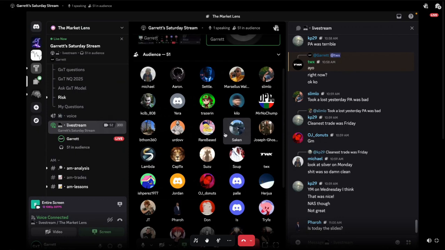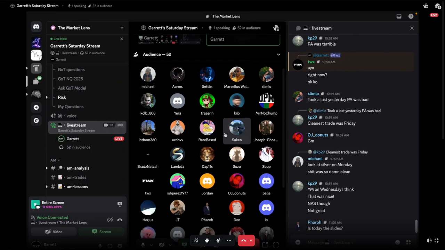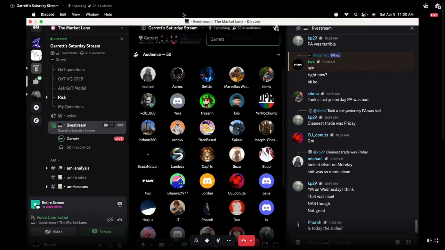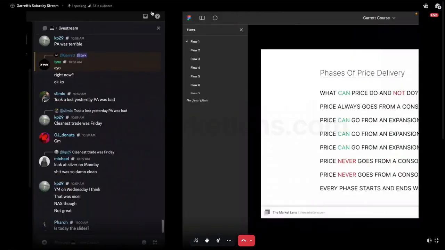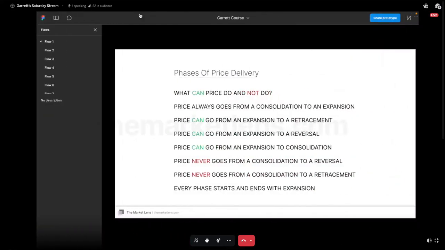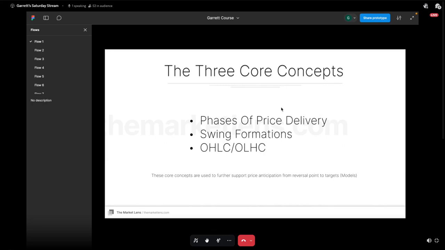So the first section, or first stream, is going to be going over the core concepts that we trade and how to put them all together. So go back a little bit here. Phases of price delivery, that's one of the core concepts. Swing formations on all time frames, and open, high, low, close, which means profiling essentially, and obviously models. So we're incorporating all of these things around models, which are just reversal points to targets, if you really think about it.